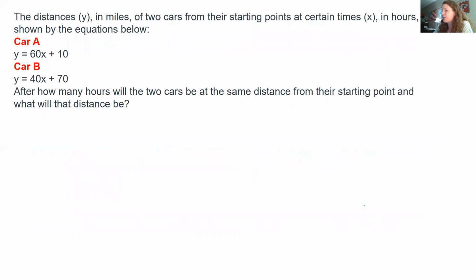All right, here's a good one too. Once again, they've already written the equations for us. It says the distance is in miles. So Y equals the distance in miles of 2 cars from their starting points at certain times, and X is time in hours, as shown by these equations. After how many hours will the 2 cars be the same distance from their starting point, and what will that distance be?